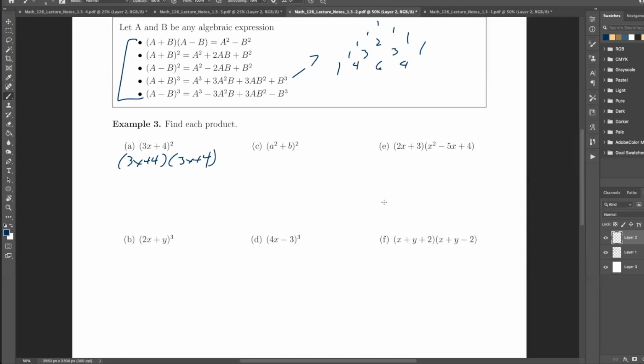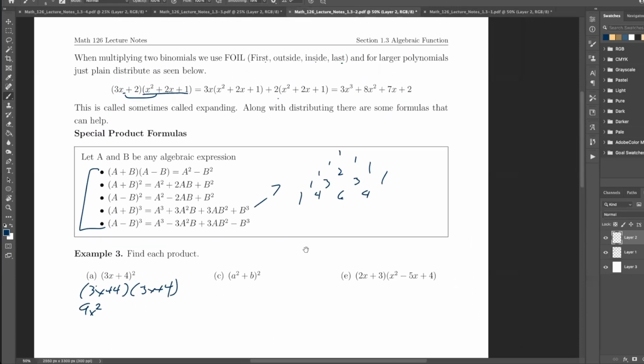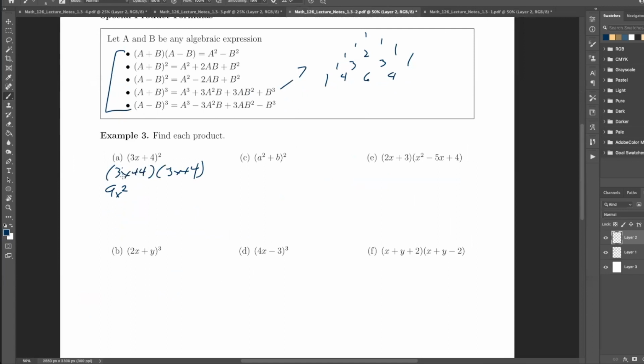At this point, you can FOIL. That's perfectly fine. Or you can use the formula. Let me actually FOIL, which will show you the formula comes out to be true. So first would be 3x times 3x, which is 9x squared. Outside, don't mind my dyslexia, I'm going to make sure I'm doing it right. So it'd be 3x times 4, so that'd be 12x. Inside would also be 12x. And then last will be 4 times 4, so it'll be 16.